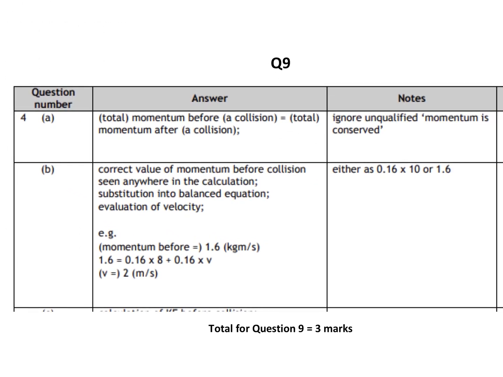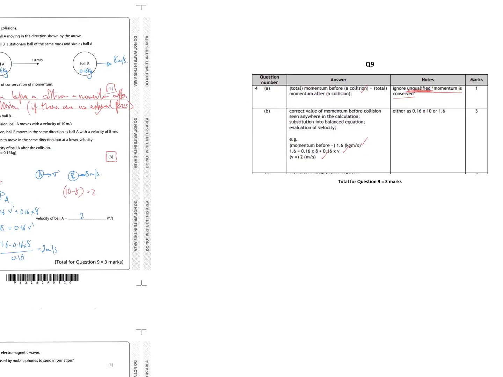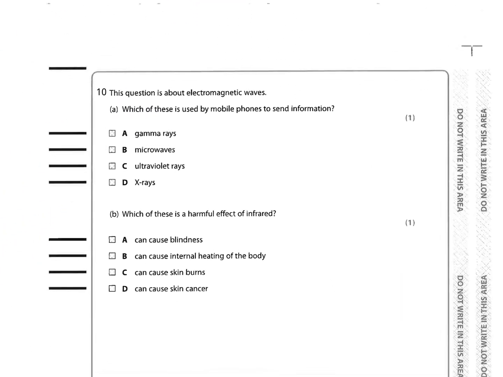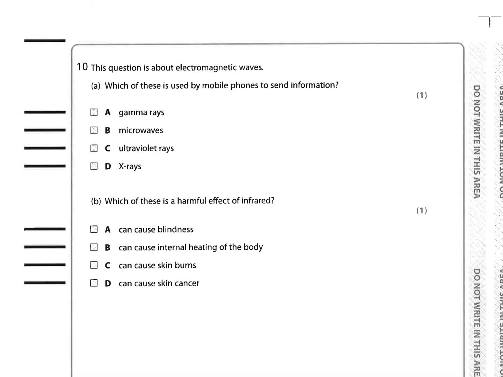The total momentum before the collision equals total momentum after. They're not interested in the external forces bit, but do remember that ignore unqualified momentum is conserved. So anything that's just unqualified, they have not given marks to, interestingly. The next bit, it wanted you to work out the momentum before and then to work out the momentum afterwards in that algebraic format and then come up with the answer. So we did well there. It's better than the last question. Good, let's go straight to 10, making headway.